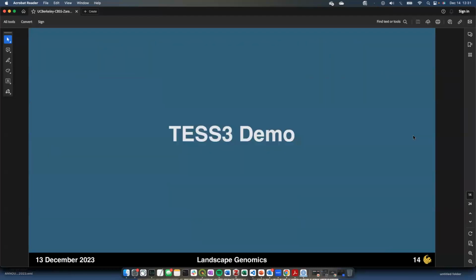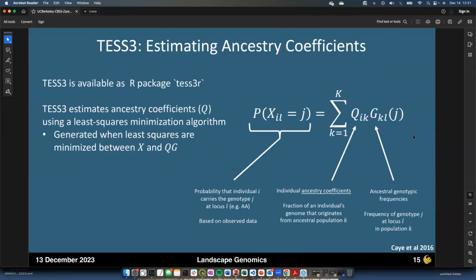All right, so now we'll switch to the demo. This is a really, really quick demo. This is the only math I'm going to show. TESS is available as this package I mentioned, TESS3R, and it estimates ancestry coefficients, which are represented by this Q variable, using a least squares minimization algorithm.